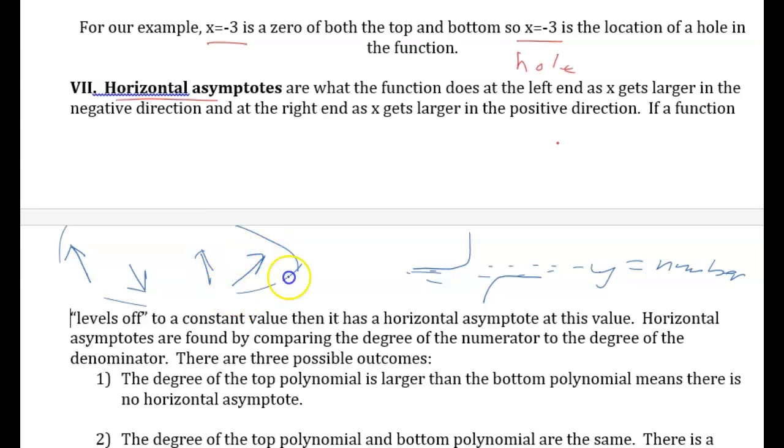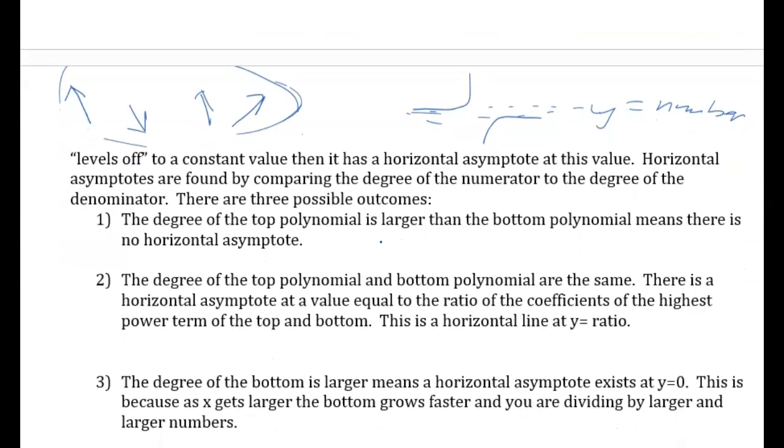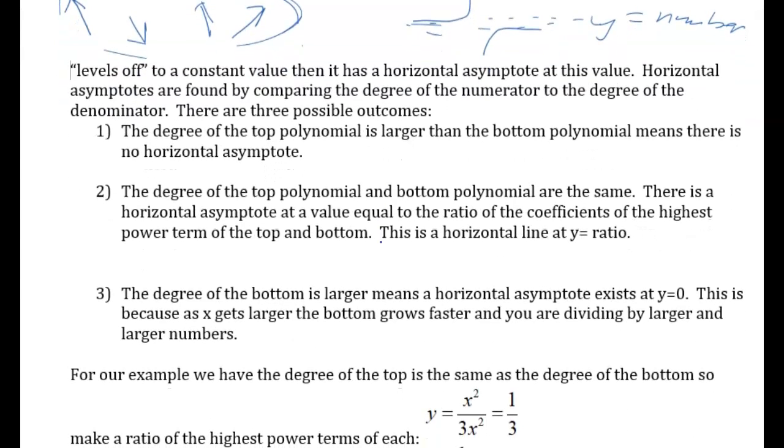But in the cases where you keep rising and falling, as x gets bigger, y gets bigger, then you don't have a horizontal asymptote. There's really only two choices: y equals a number, and a subset of that choice, y equals zero, is a special case, or there isn't a horizontal asymptote. So the three choices come down to this: y equals zero, y equals some other number, or you don't have a horizontal asymptote. And those aren't in any particular order.